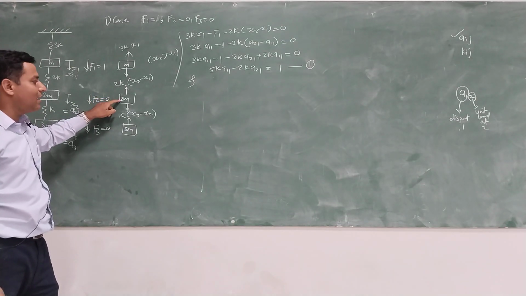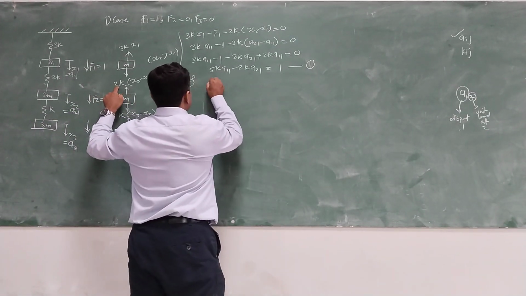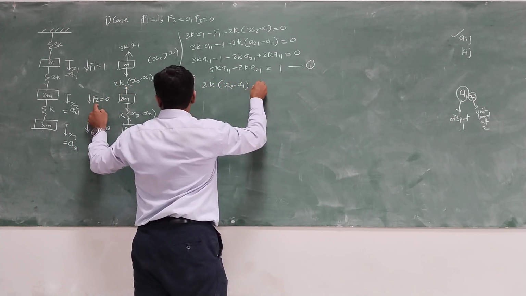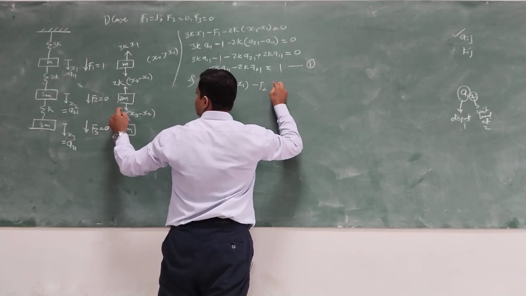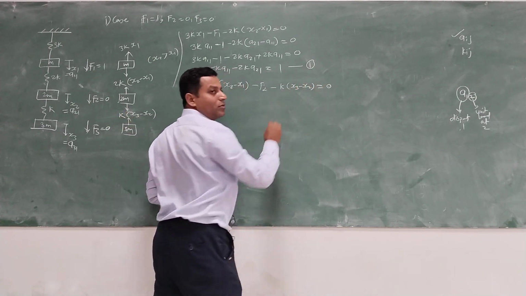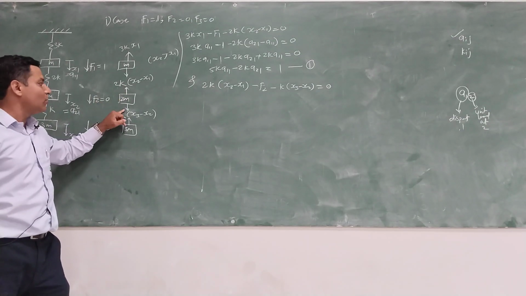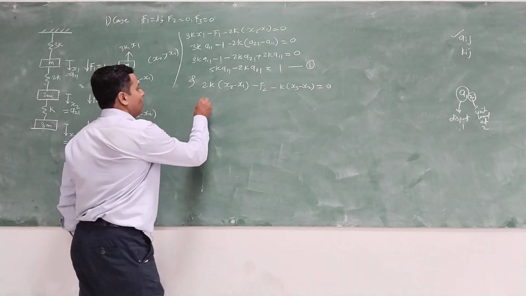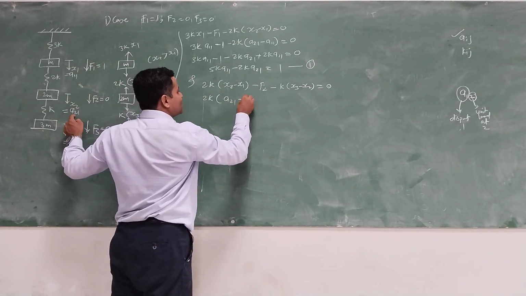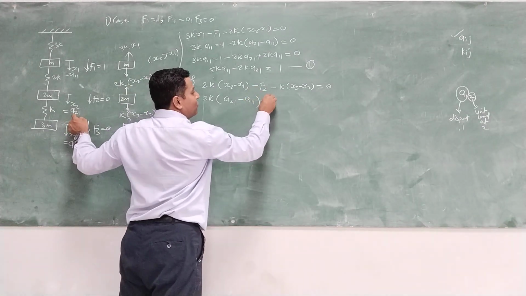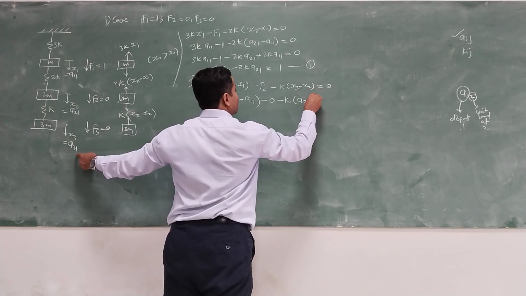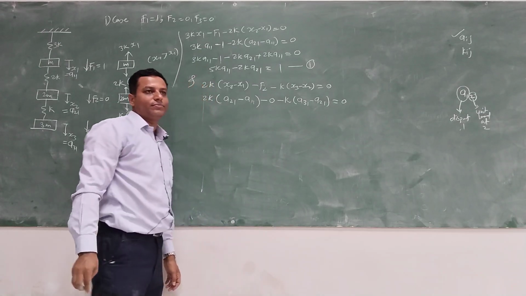So by considering the equilibrium condition, 2k(x2 minus x1) minus f2 minus k(x3 minus x2) equal to 0. Upward plus, downward minus. Okay. Now 2k(a21 minus a11) minus f2, which is 0, minus k(a31 minus a21) equal to 0.